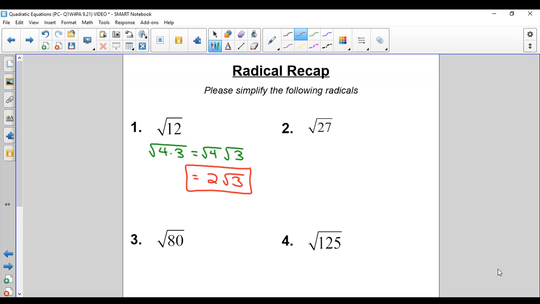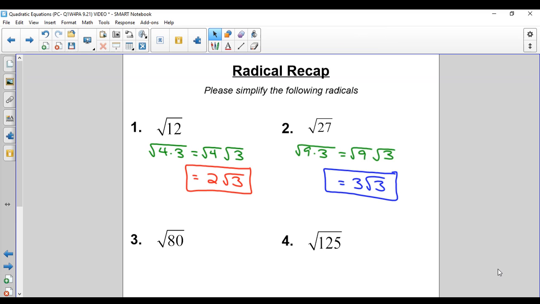Same idea with the square root of 27. The biggest factor of 27 that's a perfect square is 9. We do 9 and 3. Square root of 9 is 3. Radical 3 we can't do anything with, so we just leave it.